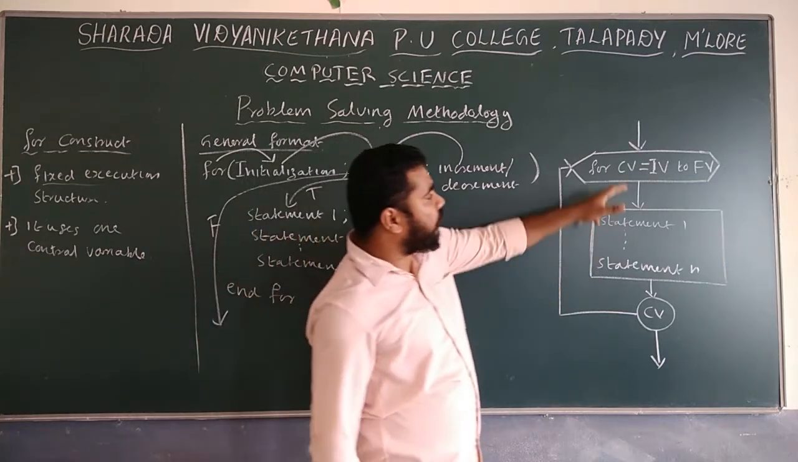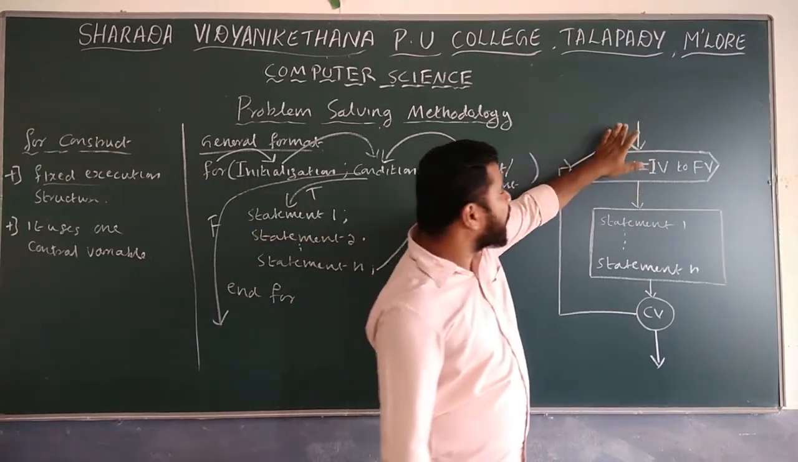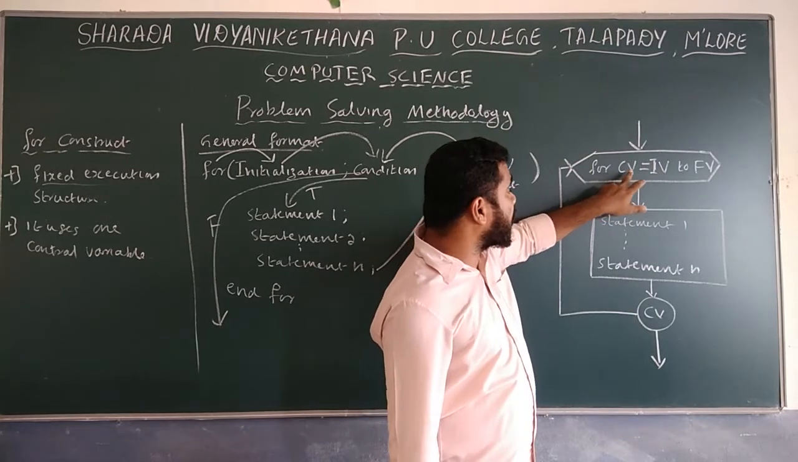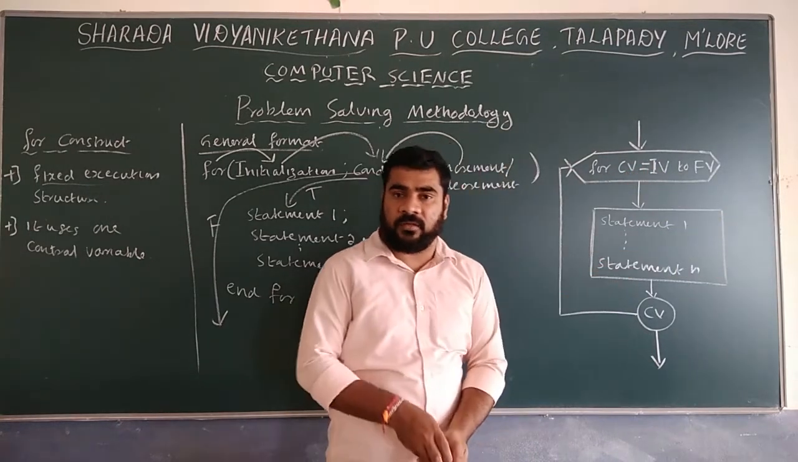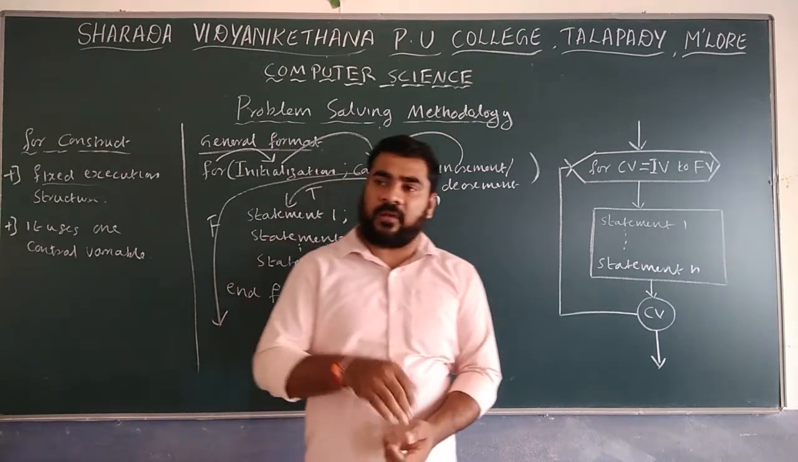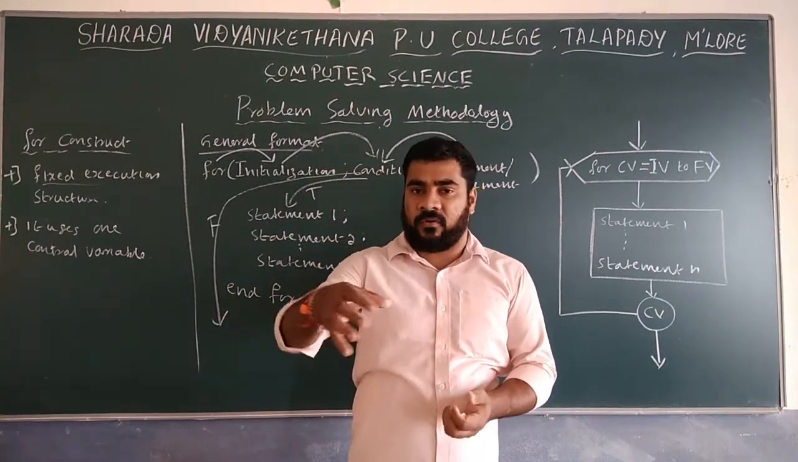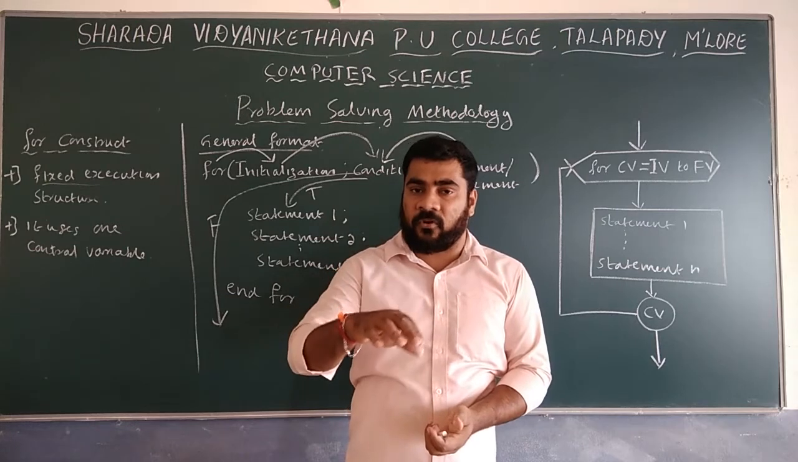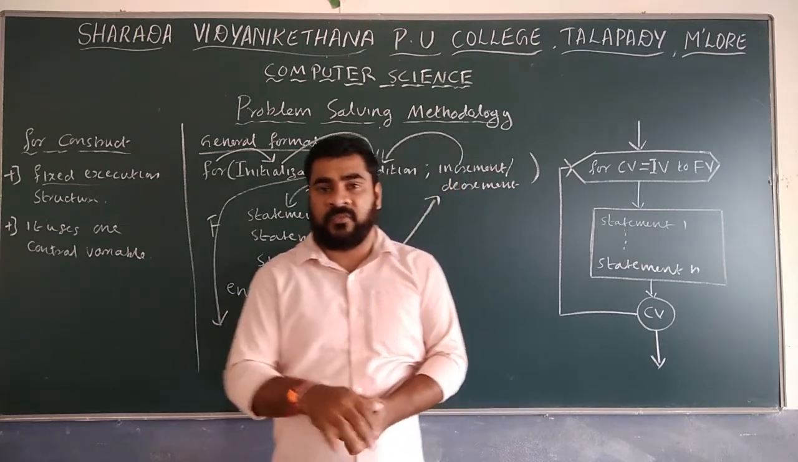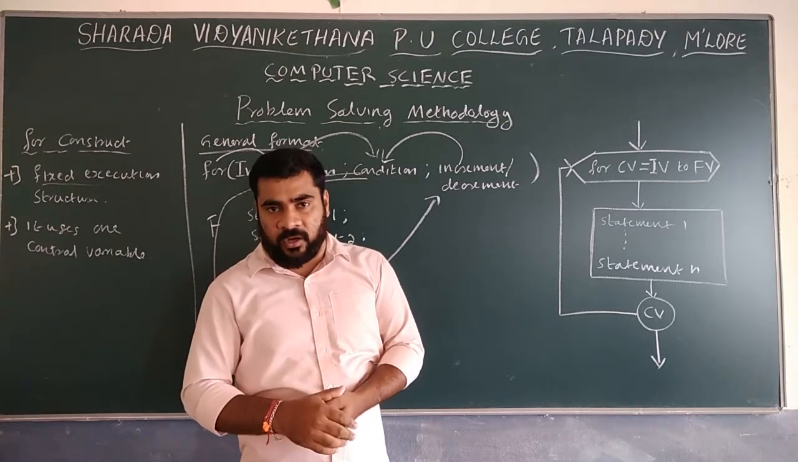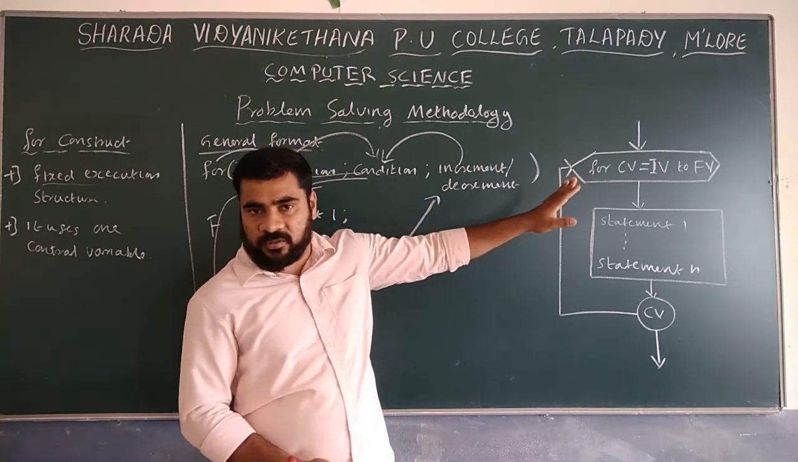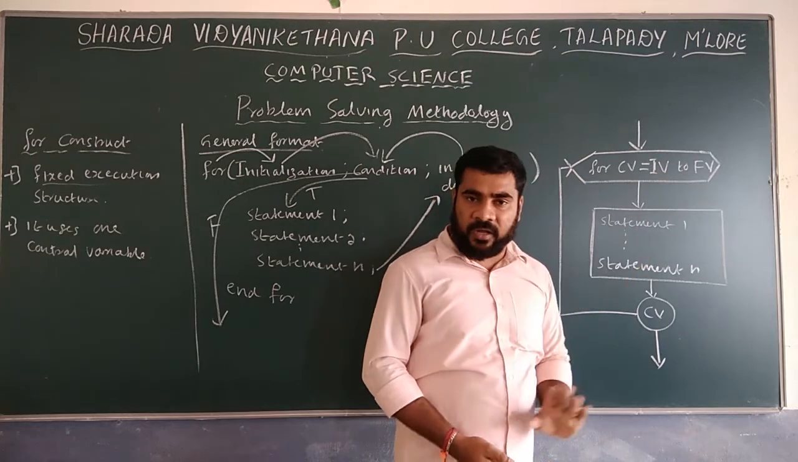So you can see here the first program starts here. Then for control variable is equal to initial value to final value. We don't know what the initial value or the final value is, because a for loop is mainly used for a fixed looping structure. If you already know the initial value and the final value, then we can use a for loop.